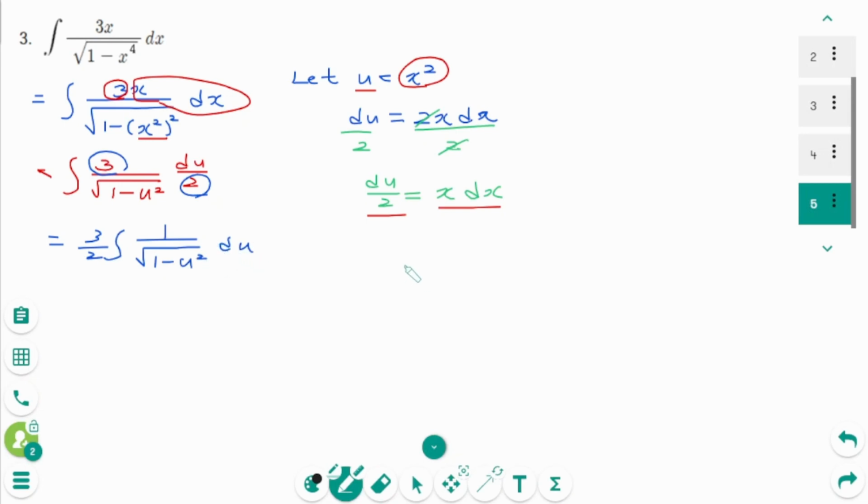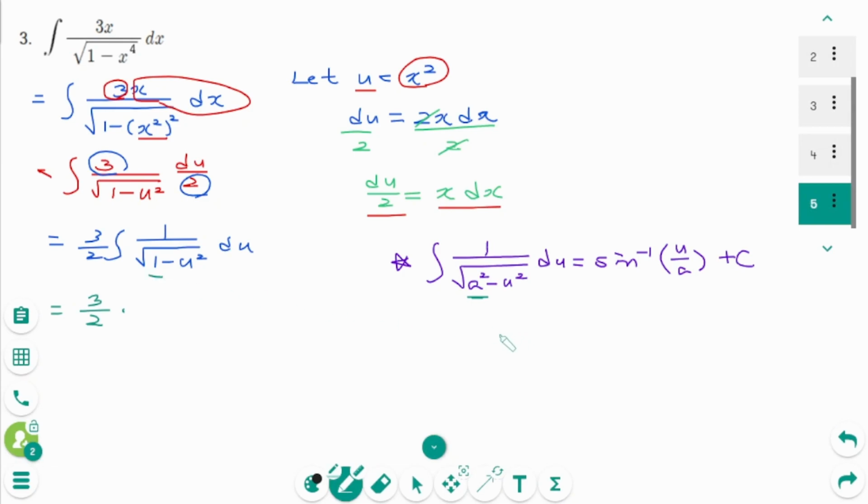And then please remember the formula. The integral of 1 over square root of a squared minus u squared du equals arcsine of u over a plus c. Then use this. The answer is 3 over 2. A squared is 1, that means a equals 1.